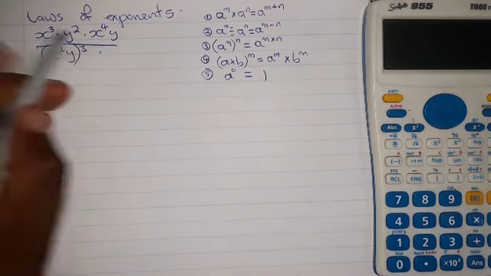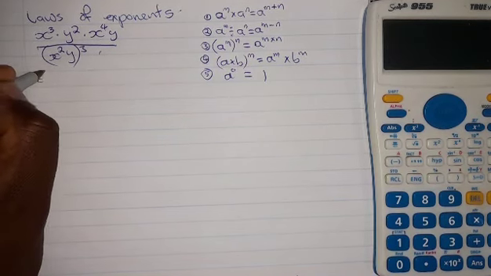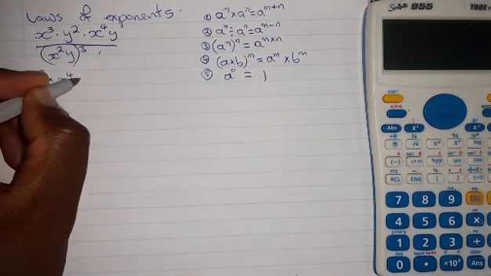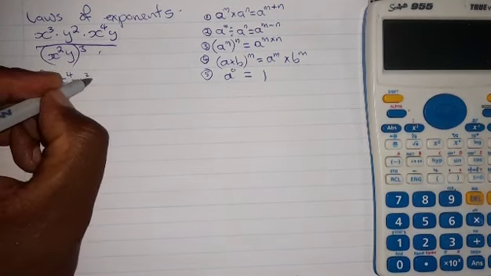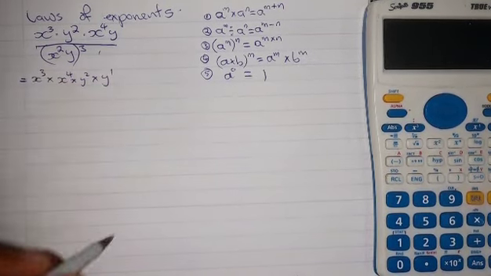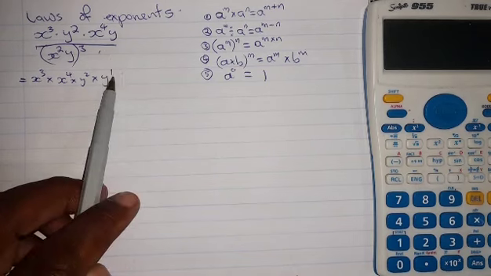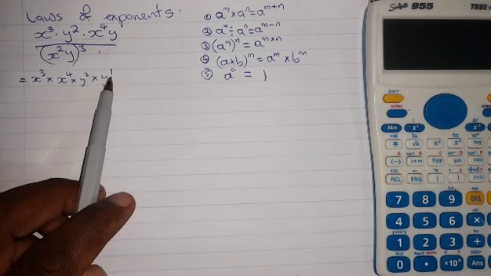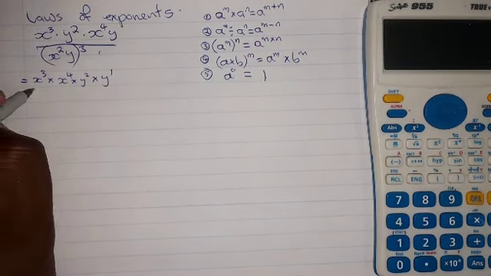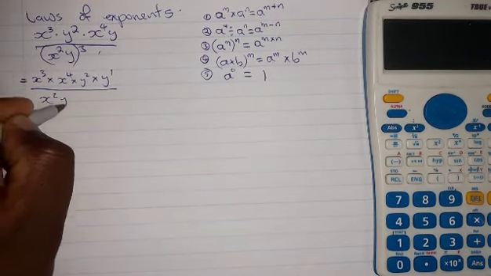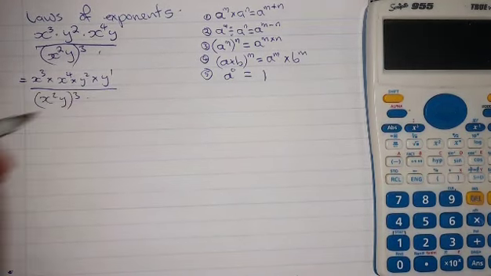All right, the first thing here, I want us to collect like terms. So this is x and x, so x raised to 3 by x raised to 4 by y raised to 2 by y raised to 1. When there is no power like this, you should know it is raised to 1, and this is over x squared y raised to 3.